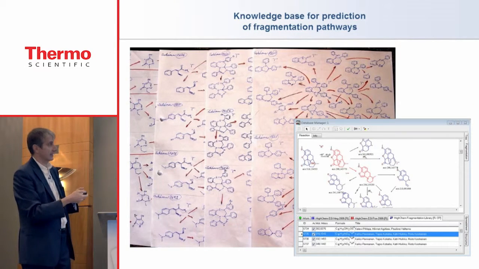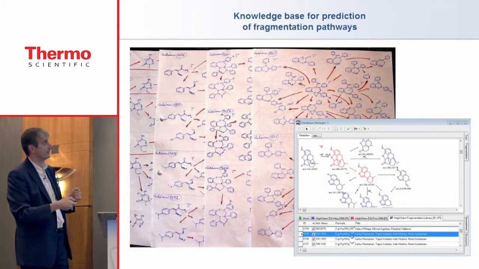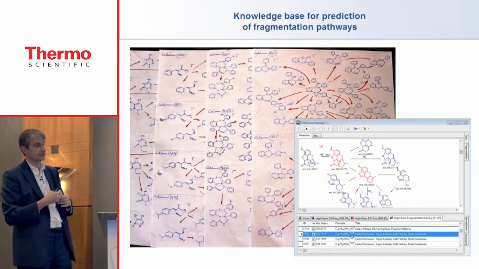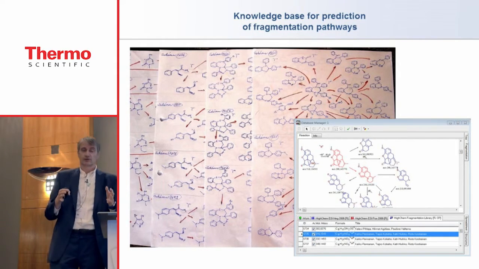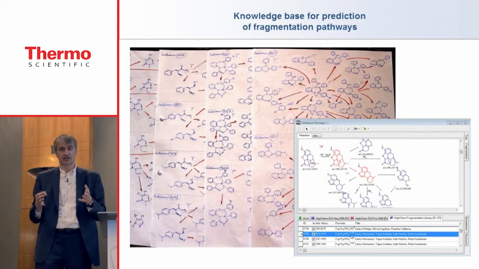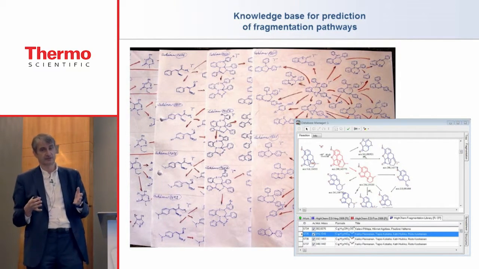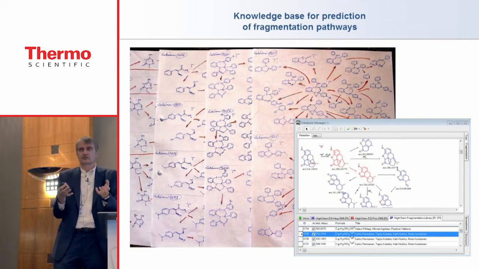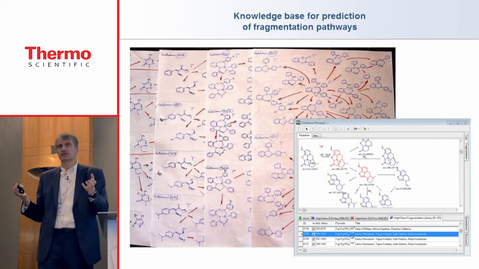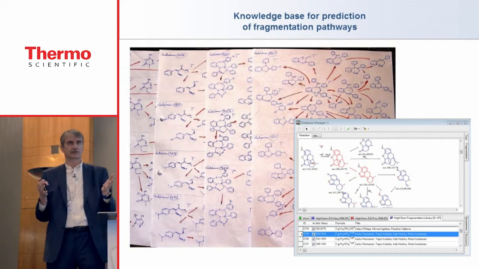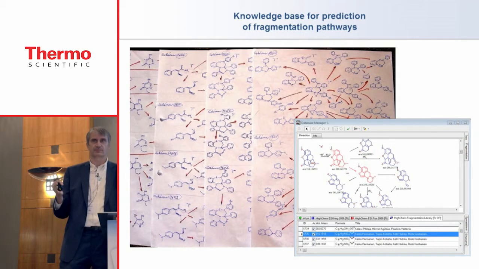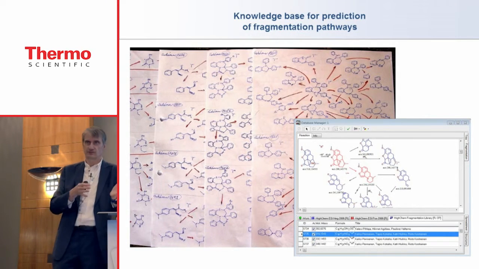And as you see, we put everything on paper. It's manually curated, and it is of high quality because to decipher some of the fragmentation mechanisms is really a challenge. And we have currently 150,000 fragmentation mechanisms. So in the software there is all the mass spectrometry knowledge you can use in a second. You don't need to be an expert in fragmentation, the software does it for you.